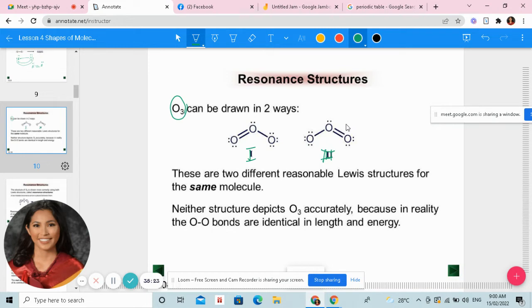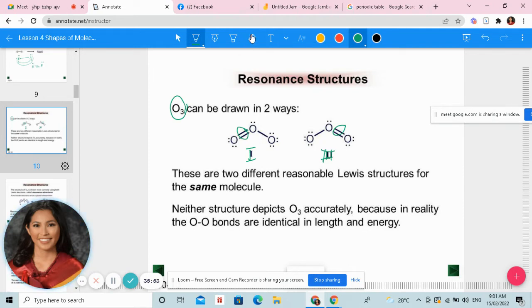Ma'am, the difference is whether the double bond is between the first and second oxygen or between the second and third oxygen. Okay, so we have a double bond here or a double bond here. So, those two are partly correct.